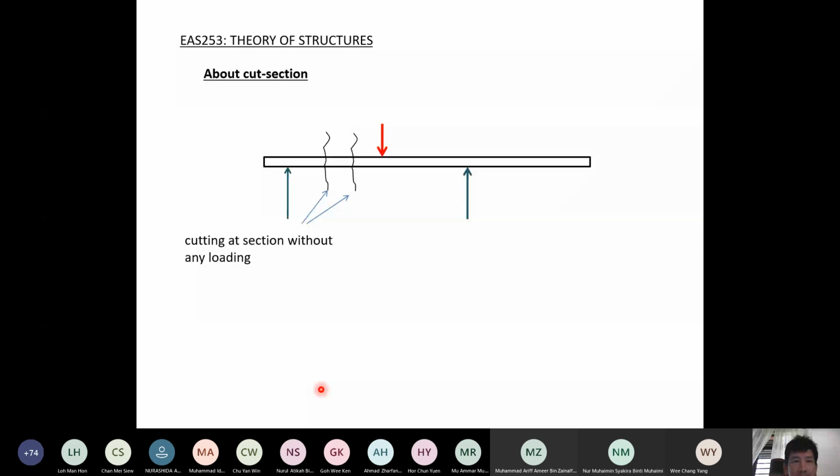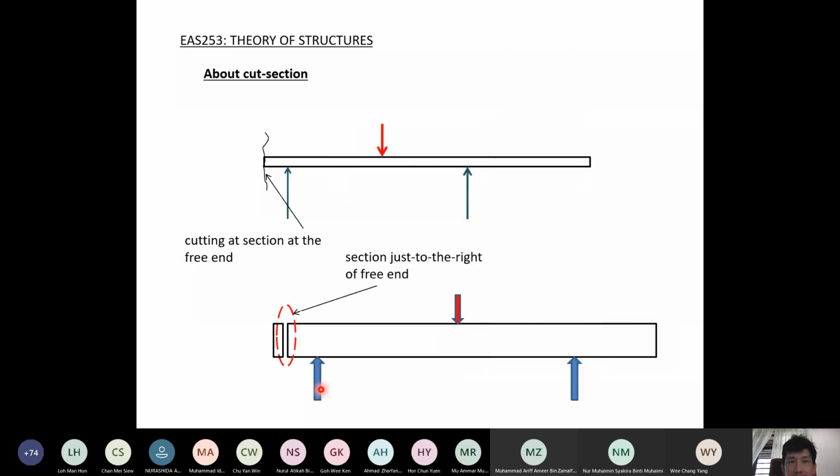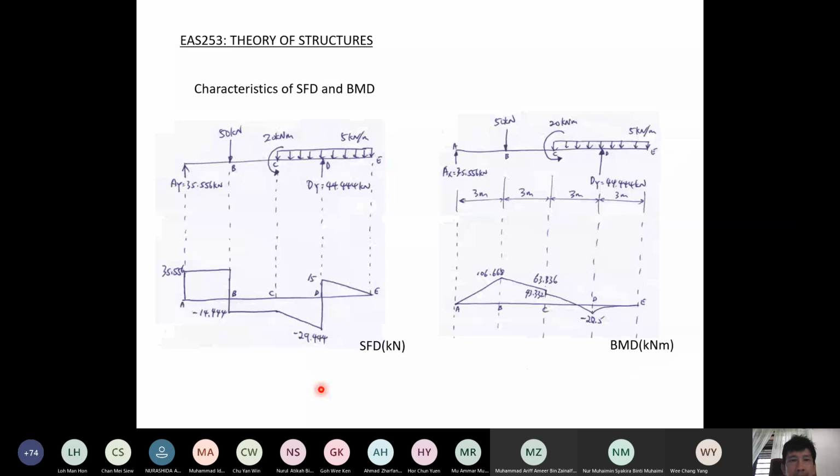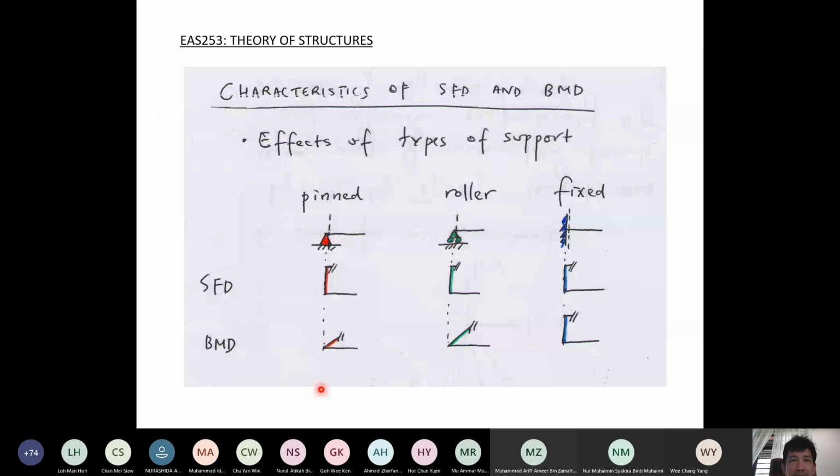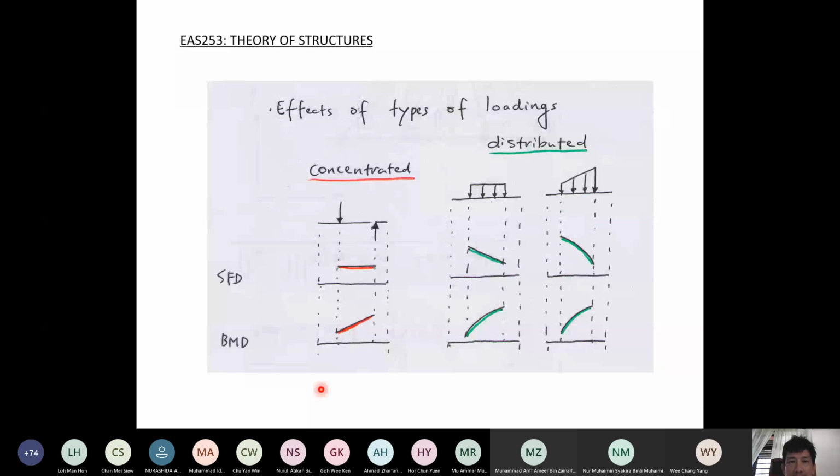Now, there is another method that can help us to draw the shear force diagram and bending moment diagram. So these are some of the things that we have covered, the characteristics of the shear force diagram and bending moment diagram, which you must be able to relate to, so that you can use them to judge whether the diagrams are drawn correctly or not.